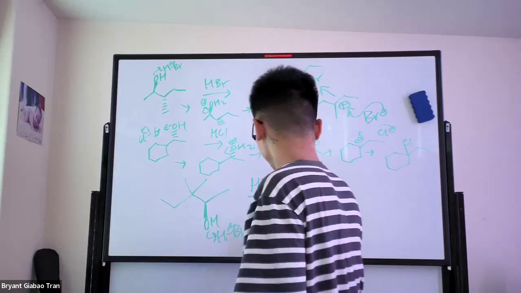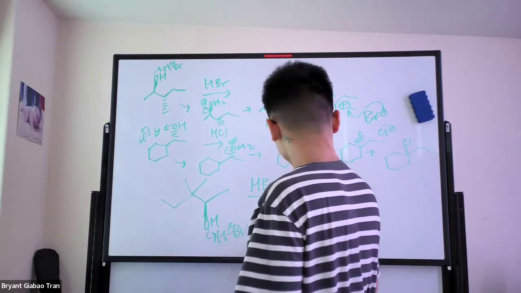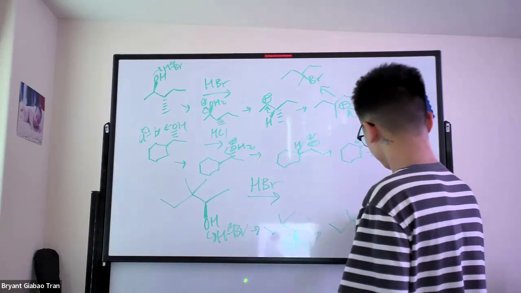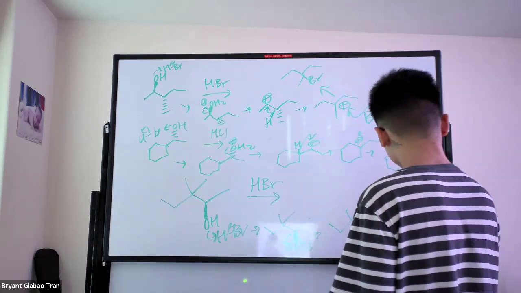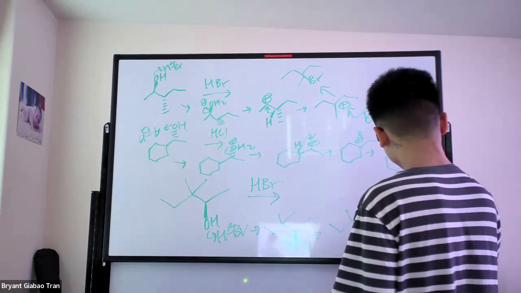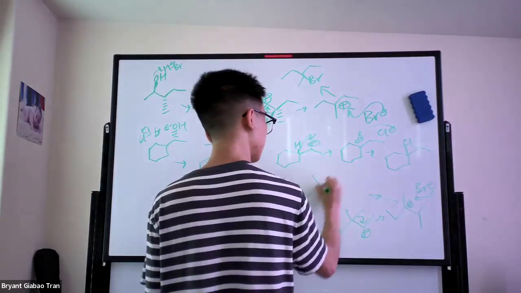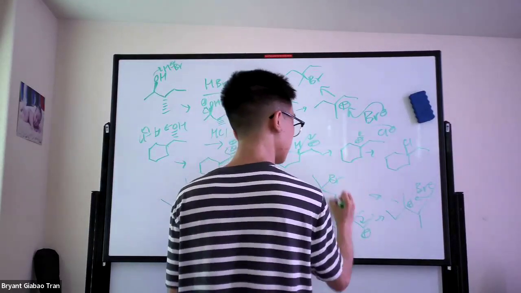This one is OH gets protonated and then water leaves. And then you do a methyl shift. Yeah, methyl shift in this case. And then Br attacks that. Br minus. Make sure to draw out that methyl there. Positive charge, Br minus attacks that. Final product.